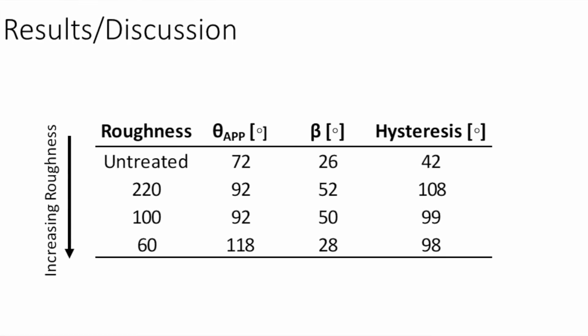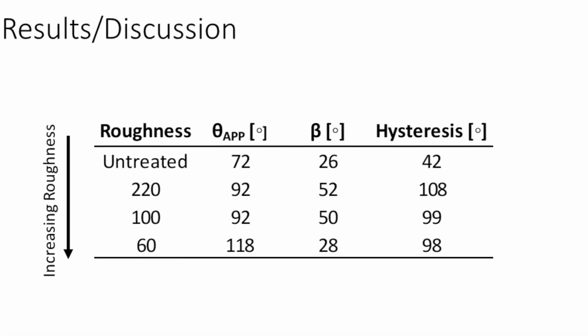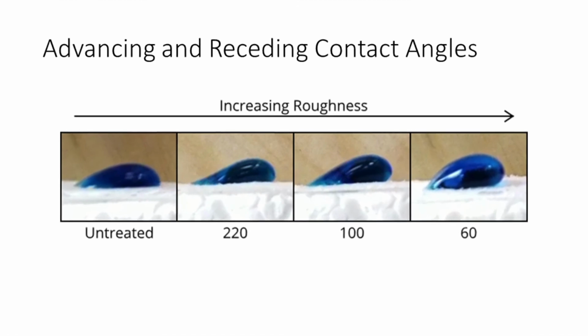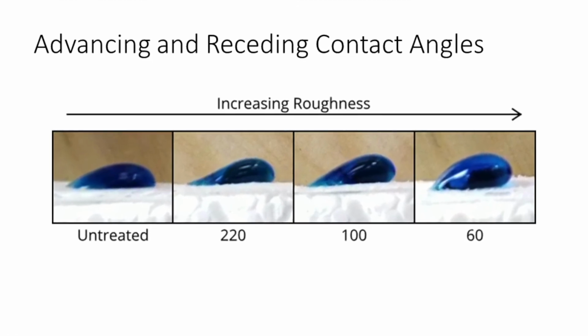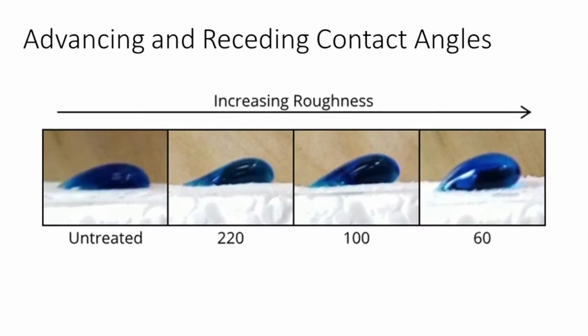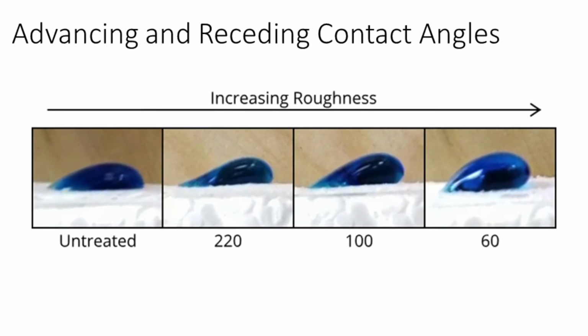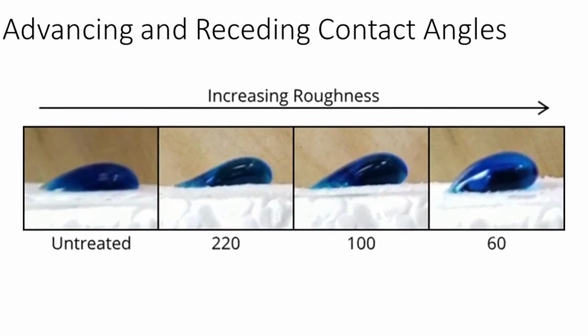Finally, I am very surprised that the untreated surface exhibited the lowest hysteresis, as it is the most wetting. Looking back at the advancing and receding contact angles, it just looks like the 60 grit sample should have the lowest hysteresis. Perhaps my surface modifications were uneven or my contact angle measurements were inaccurate.